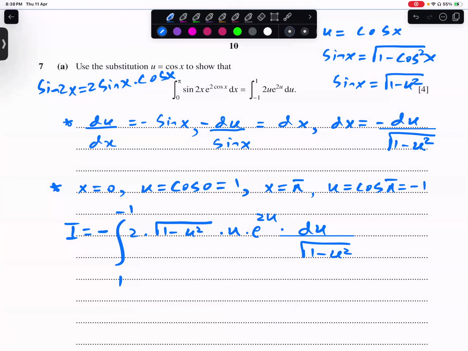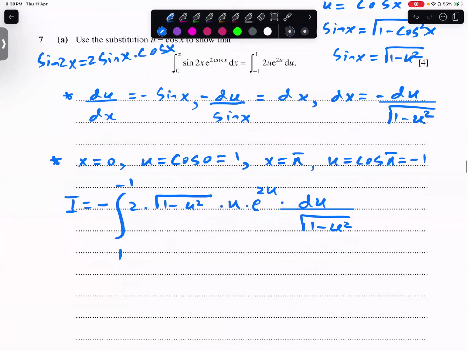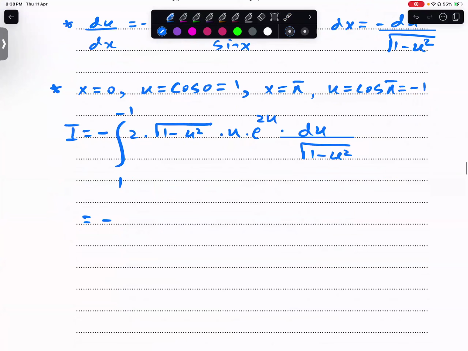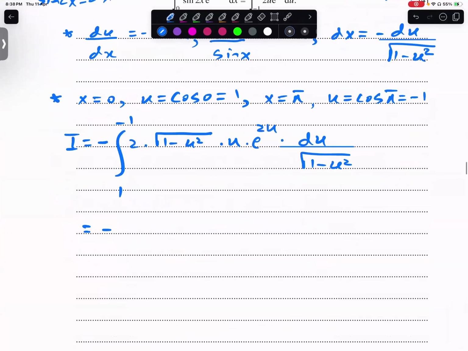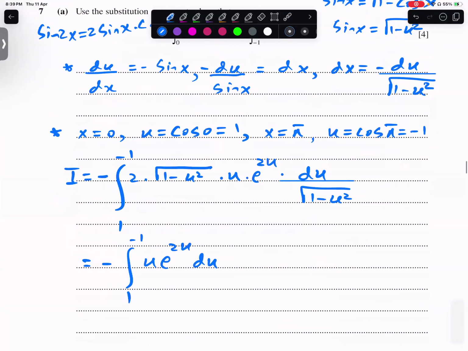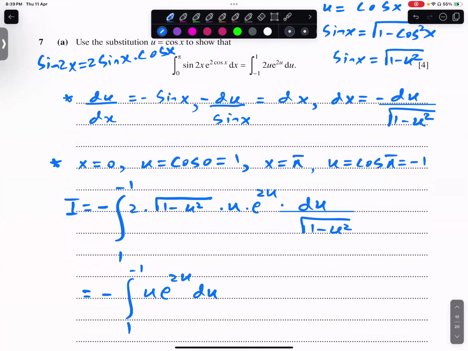Students, converted into u. Now you can see that this will be cancelled out, and minus, you can also bring 2 outside, but it's okay. 1, 2 minus 1, u e raised to power 2 u du. So you can see this is the required form.